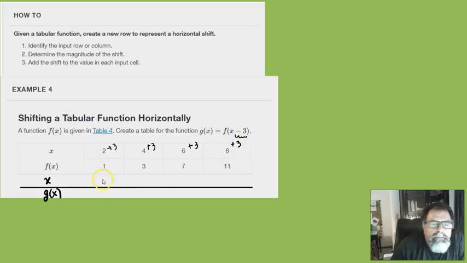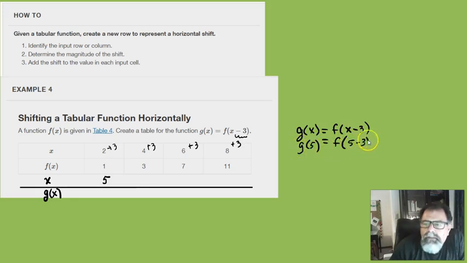Okay, so it'll be 2 plus 3, which is 5. And see, if you were to plug in 5, remember, g of x is f of x minus 3. So if I put in g of 5, you're going to do 5 minus 3. You do this first, which gets you 2. And then f of 2 is going to get you 1. So if we build the new function, you're going to do the opposite of minus 3. You're going to add 3. So this would be 5, and the y value stays the same.